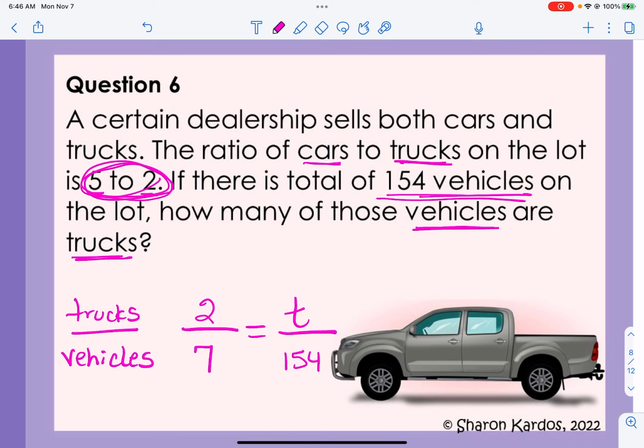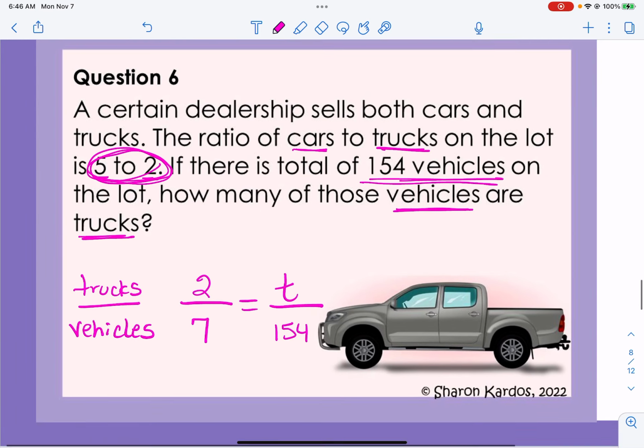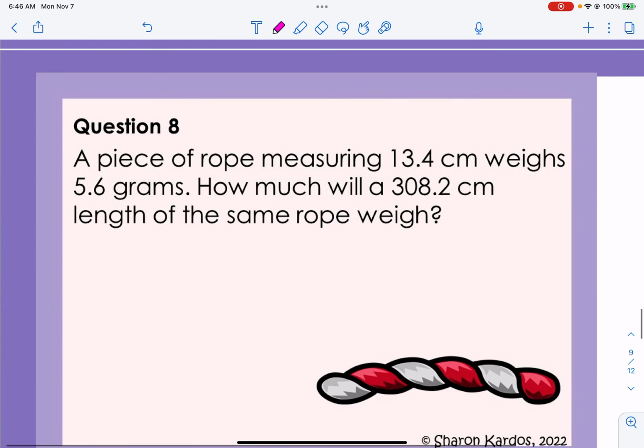Now, I'm not actually going to work this through and solve it for you because I feel like you can do those 2 steps, the cross multiply and divide. But if for some reason you do have trouble with that, you know you can always come and see me and I'll help you with it. So let's see if I can help you set up question number 8.